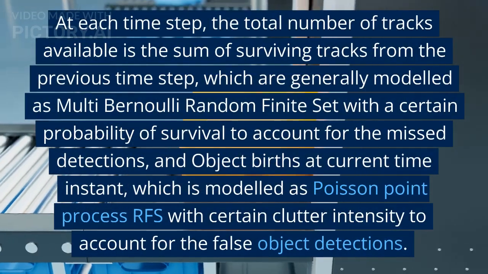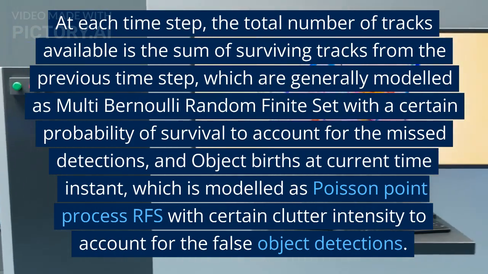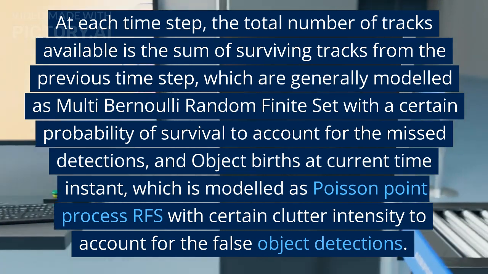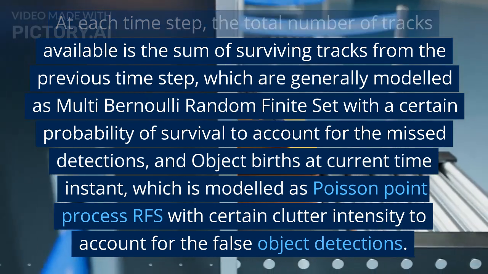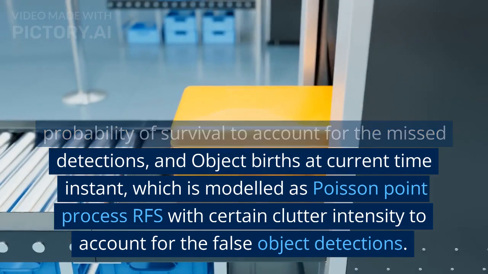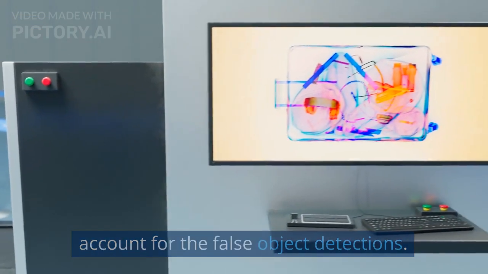At each time step, the total number of tracks available is the sum of surviving tracks from the previous time step, which are generally modeled as a multi-Bernoulli random finite set with a certain probability of survival to account for the missed detections, and object births at the current time instant, which is modeled as a Poisson point process RFS with a certain clutter intensity to account for the false object detections.